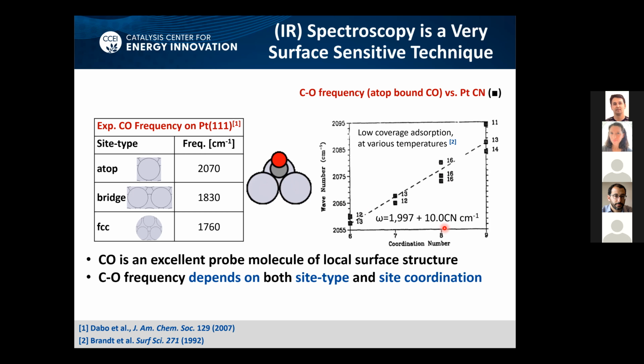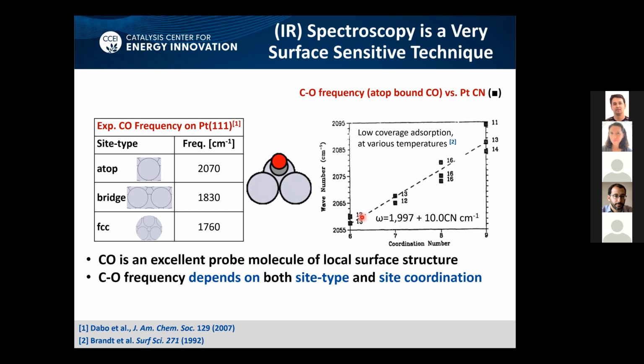And on the right, actually, we found some experimental data that correlate this wave number as a function of the coordination number. The coordination number basically tells you the number of bonds of platinum, or tells you the crystallographic plane. You can see actually a very good correlation.